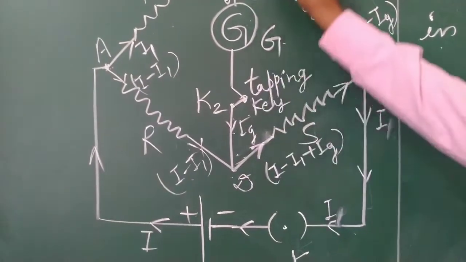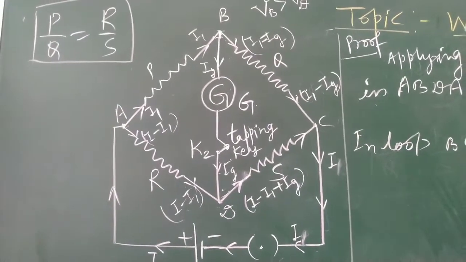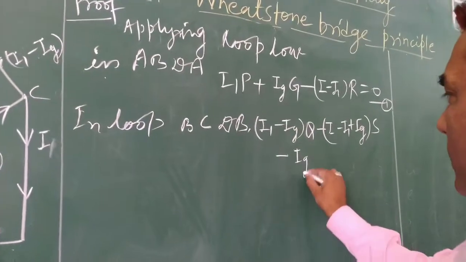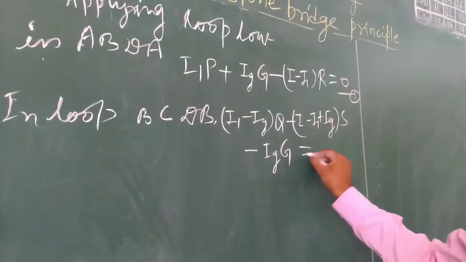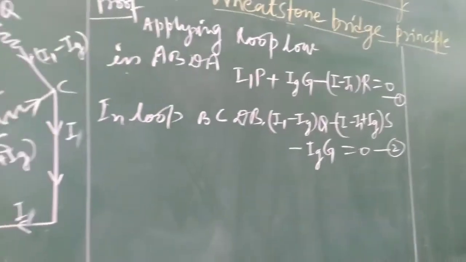Now the potential drop across arm DB is also taken as negative, because the direction of current and the direction of your motion are opposite. That's why this potential drop Ig times capital G, and the sum is equal to 0 in the closed loop. This is equation number 2.